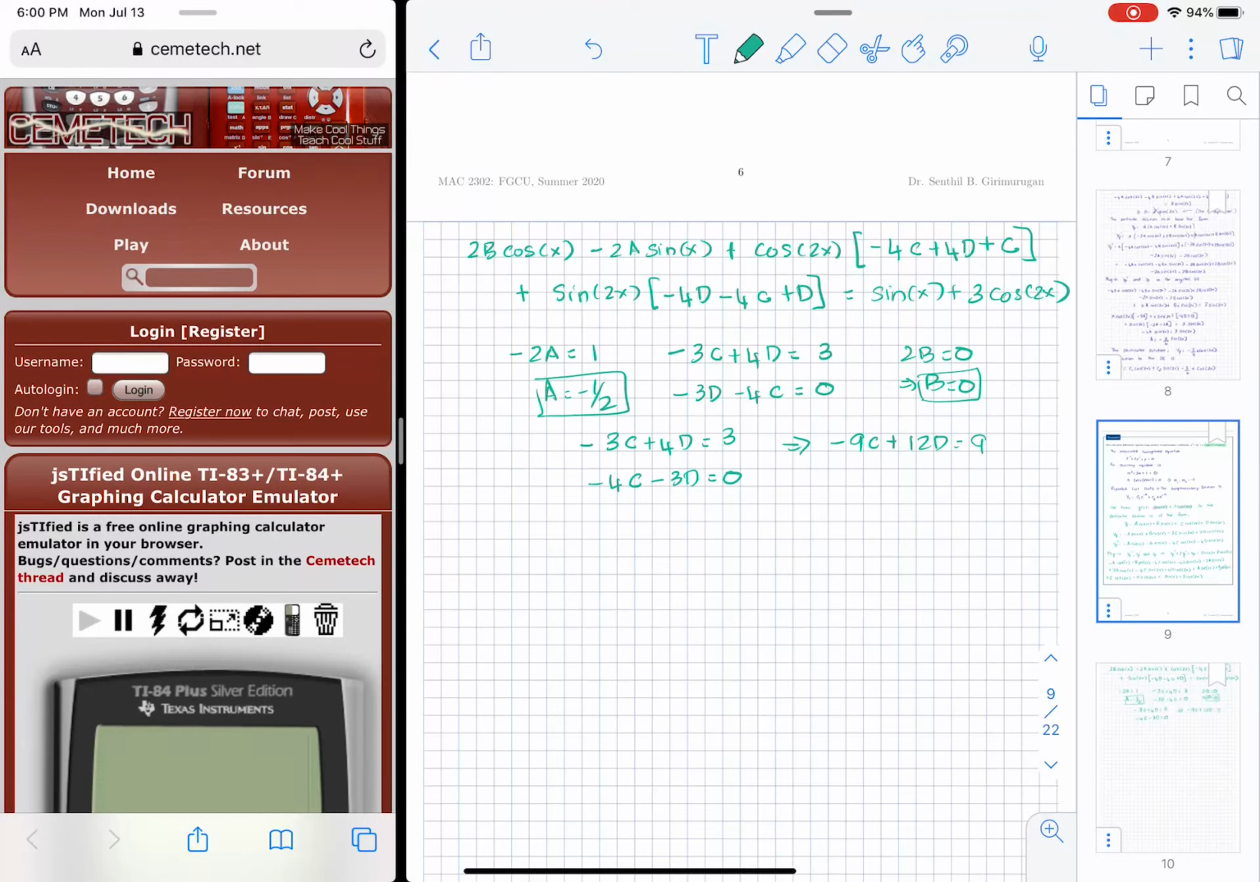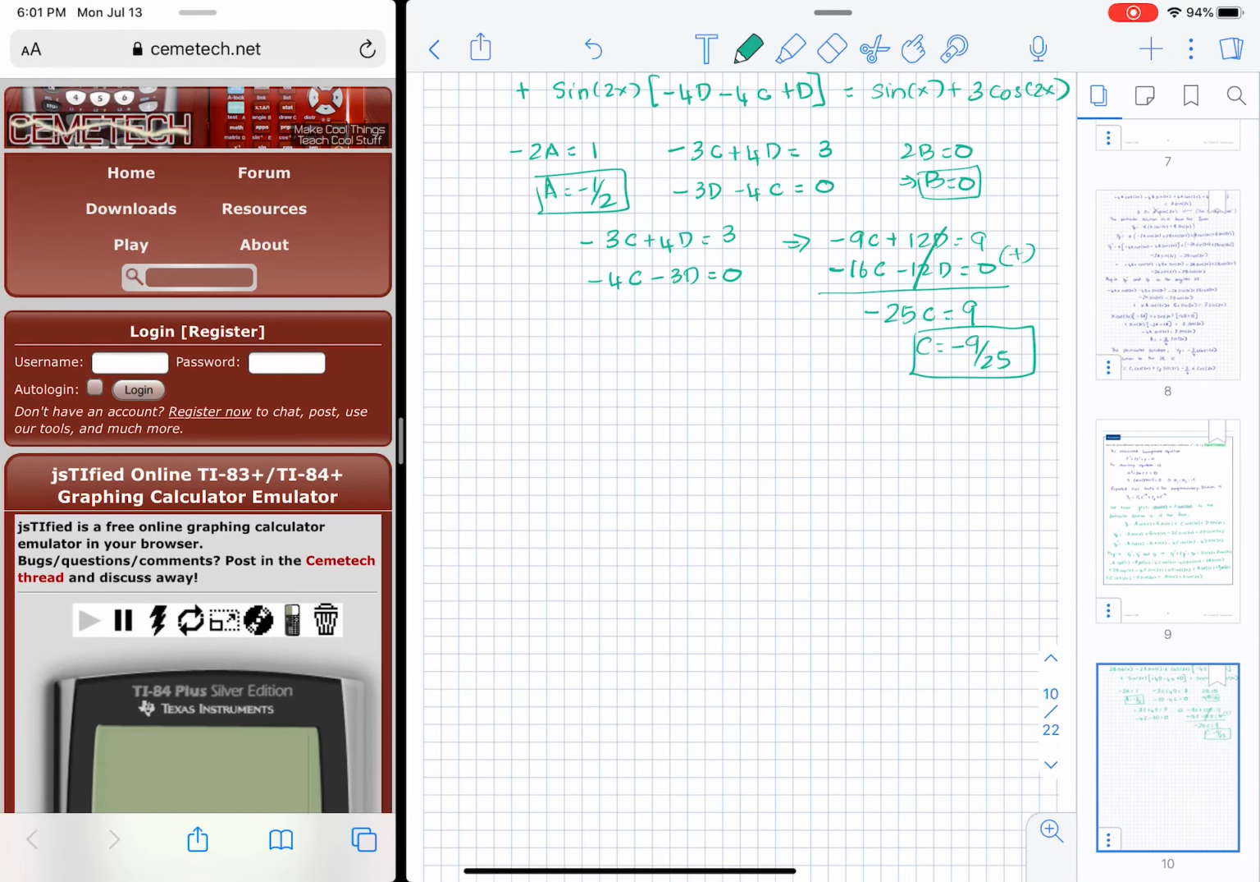Second equation by 4. Add them together. Minus 25c would equal 9. c is minus 9 over 25. Now that we have a value for c, we take that and plug it back into one of the two equations to get the value of d.